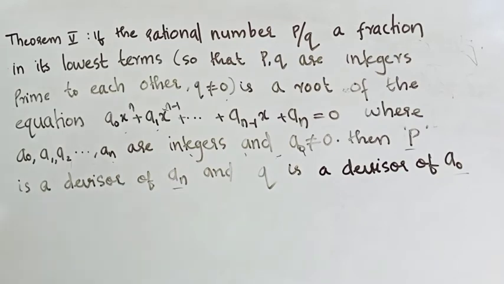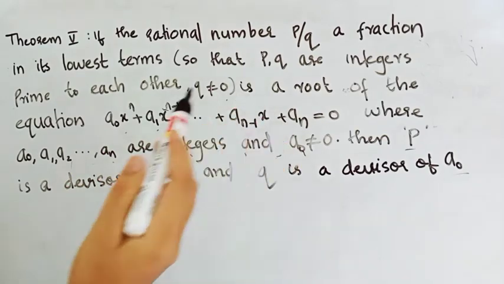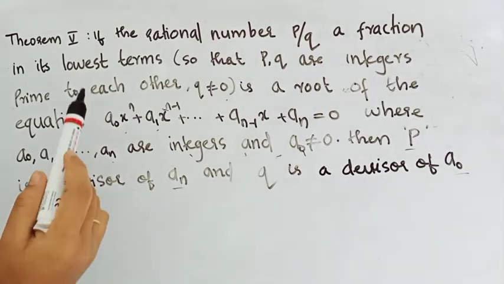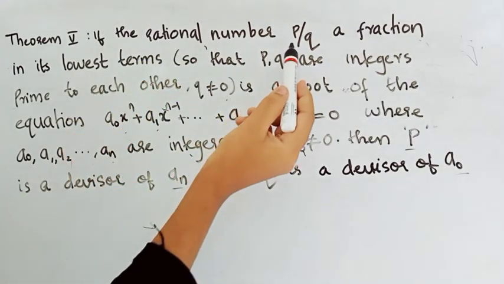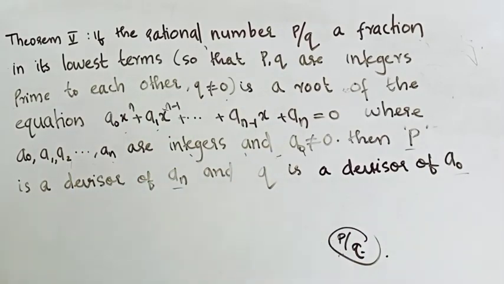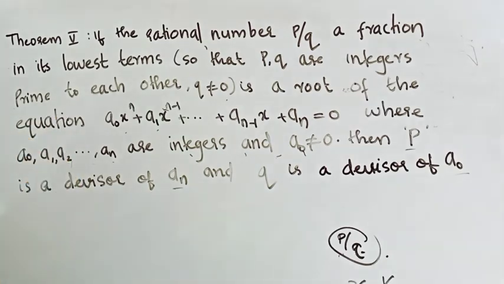It means that if an equation in the form a naught x raised to n plus a1 x raised to n minus 1 plus etc plus an equal to 0 has a rational root, that root will be a rational number in the form p by q, and q is not equal to 0. Also, p and q are prime to each other, which means 2 by 3 or 1 by 2 cannot be cancelled anymore. Thus we say prime to each other.